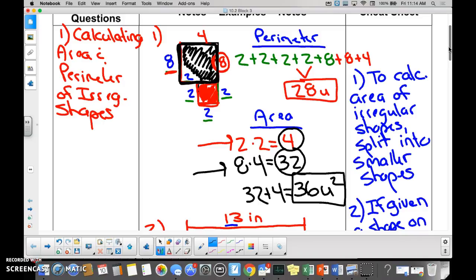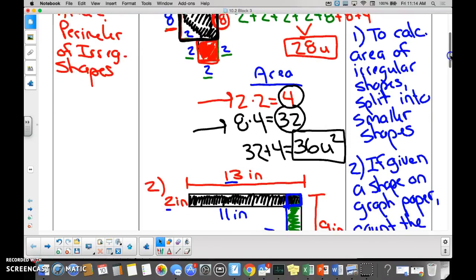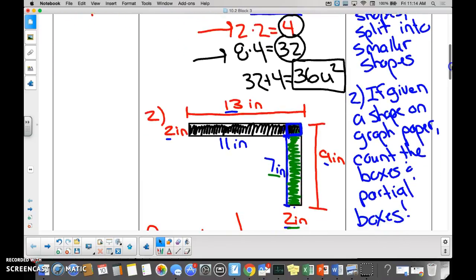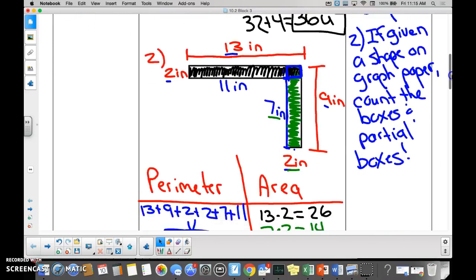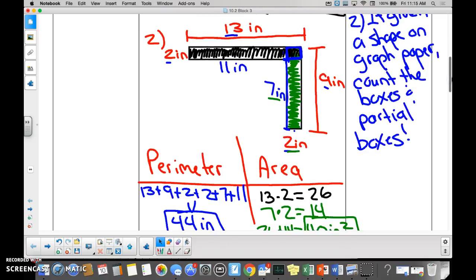So once we get the area of the small shape and the big shape, we add them together. I want everyone involved here. Come on, people. Number 2 is a very similar problem. Most of you got number 2 wrong, though. Does anybody want to explain why most of you got number 2 wrong?